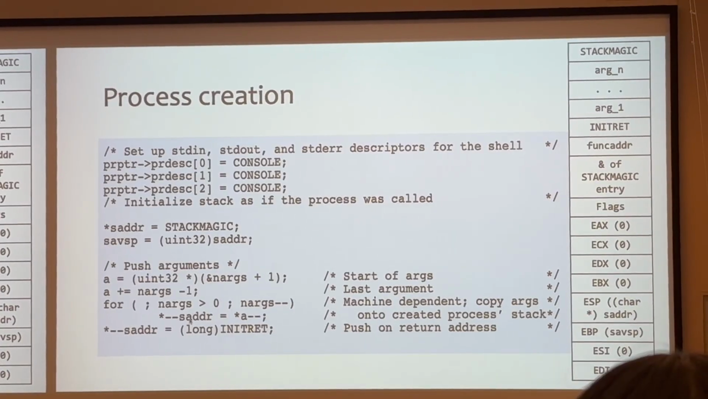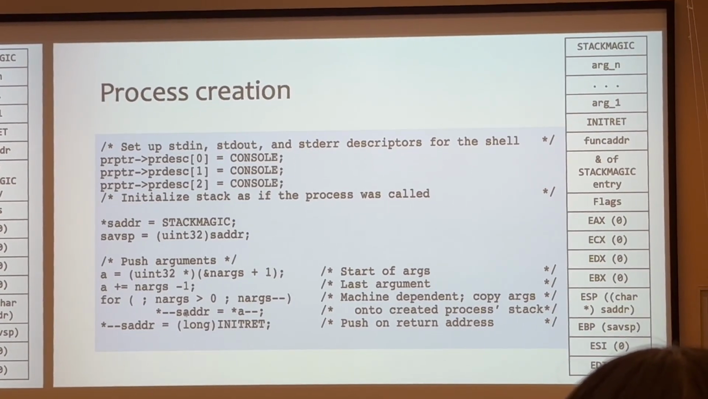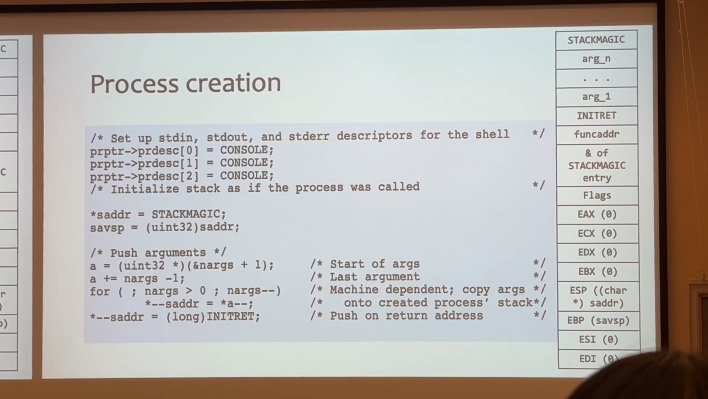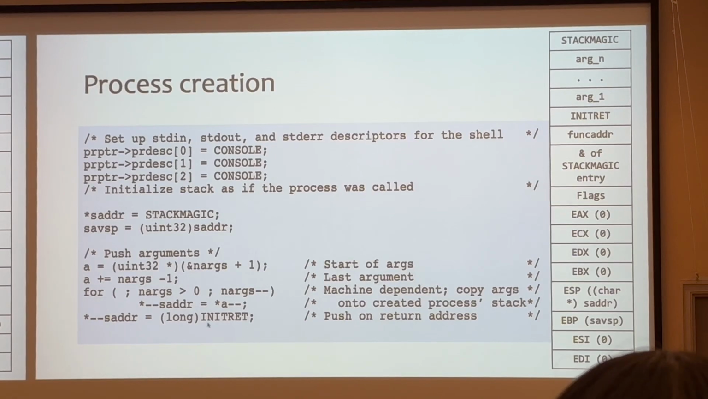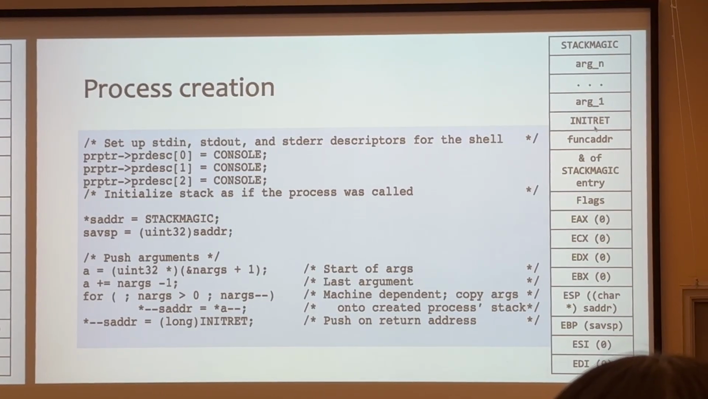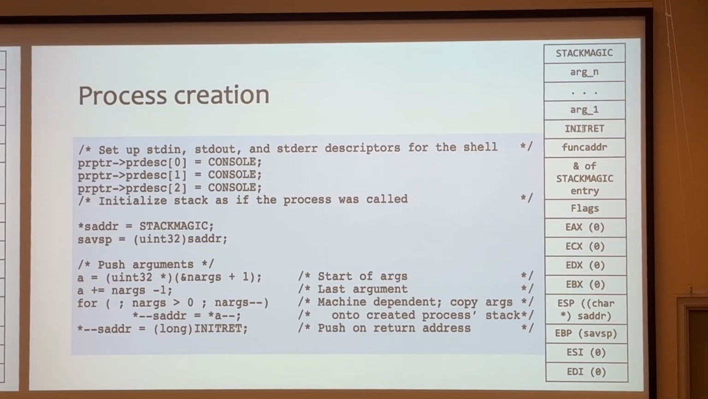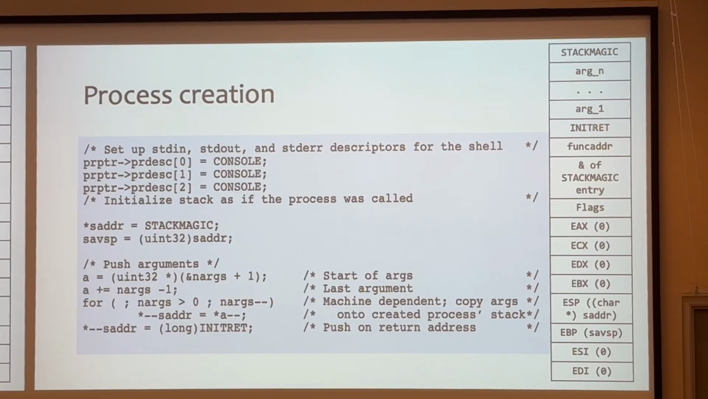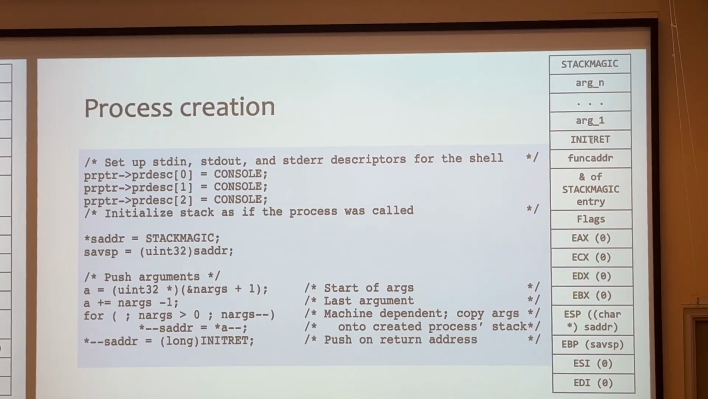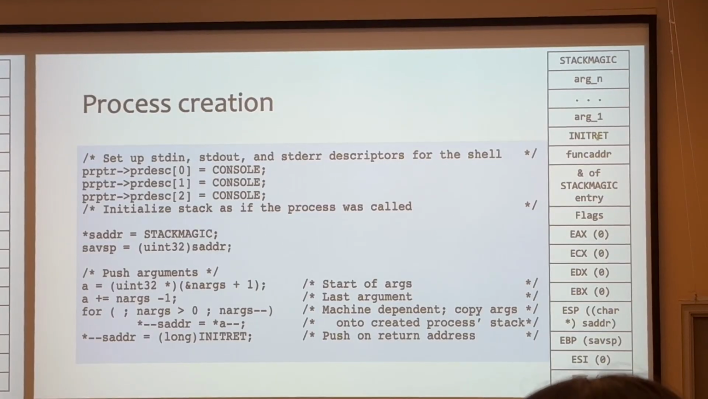So we haven't started using the ESP register yet. Right now we're just using this saddr as a stack pointer to initialize this stack. In this loop, we push all the arguments onto the stack, and then after that we push this init return onto the stack. When the process finishes its execution, it's going to return to this address, and remember this address points to a special function that terminates the current running process. Init ret.